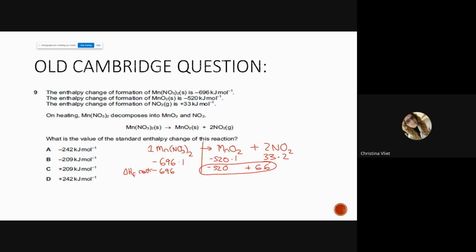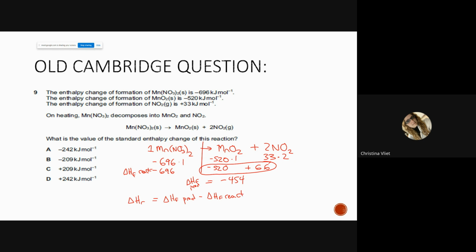Yes? Because all your products, you have to add them all up with each other. So you get negative 520 plus 66 is negative 454. So far, so good? So that's my delta HF for my product. Now to get my delta H for the reaction, what do I do now? Subtract those. So where can we go horribly wrong? With our signs, right? So just be careful. Remember, to get the reaction, it's the delta HF of the product minus the delta HF of the reactant.